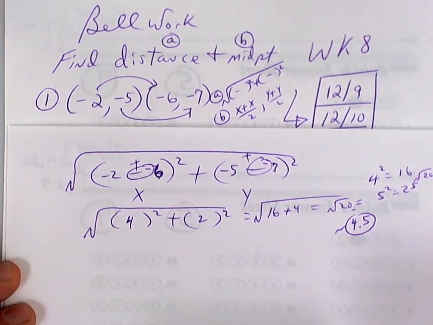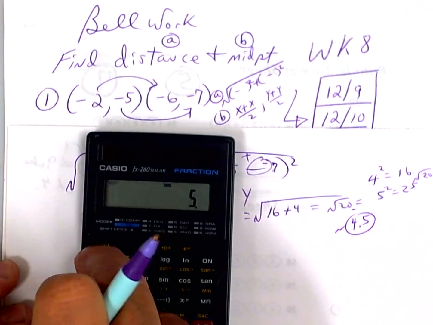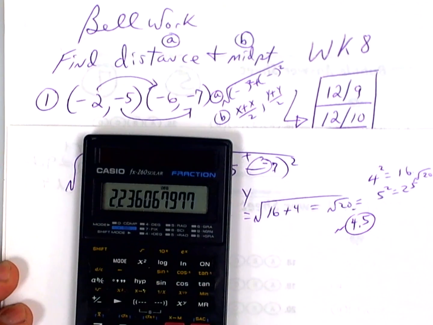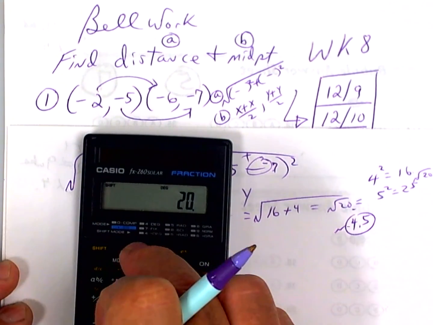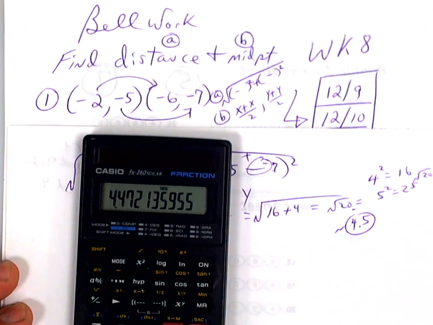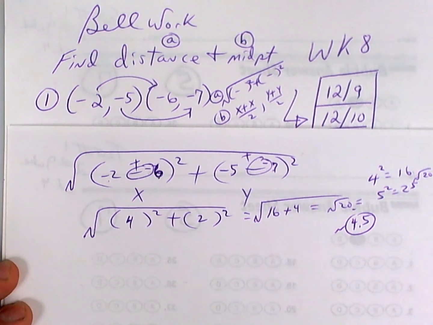Let's do that. So here we get 5 shift square root. I get, let's see, it should be 20 shift square root. I get 4.47, which rounds off to 4.5.